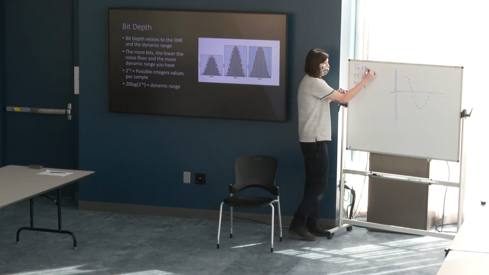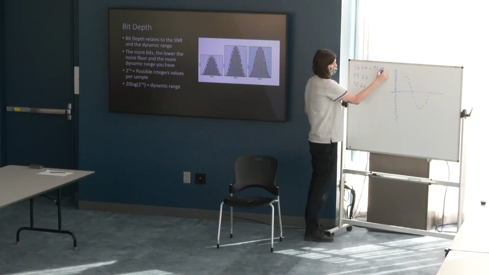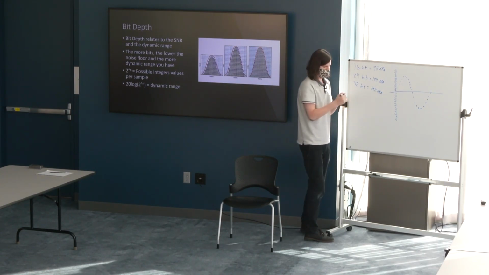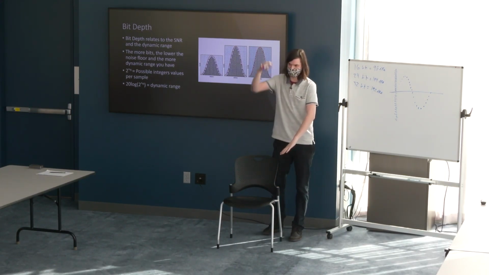The other thing that your bit depth affects is your dynamic range. So I think with 16-bit, you have about 96 decibels of dynamic range. With 24, you have 144 decibels of dynamic range. With 32, you have 192 dB of dynamic range. By dynamic range, I mean the quietest sound to the loudest sound.